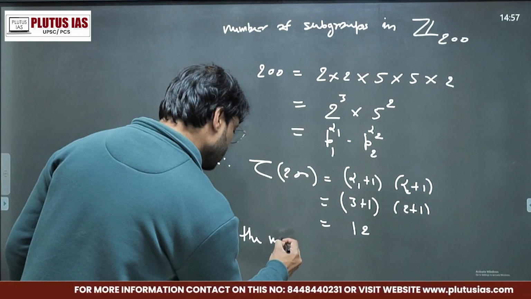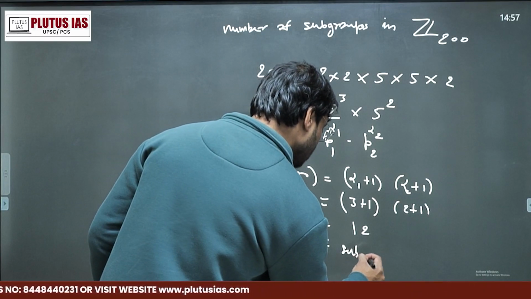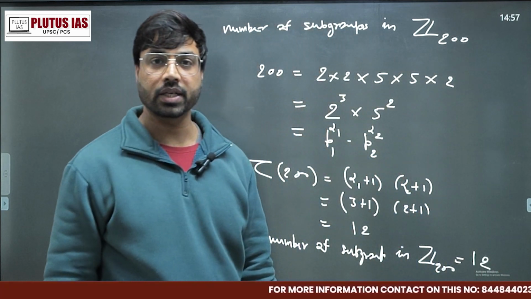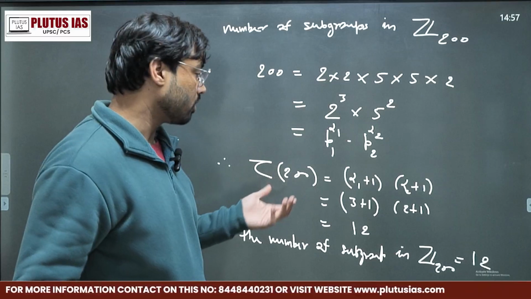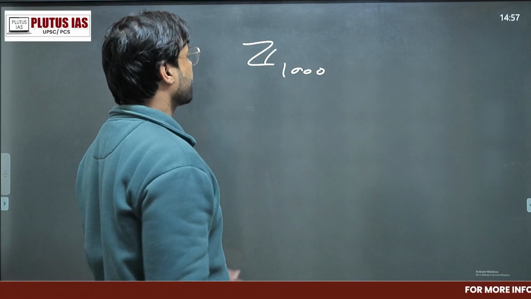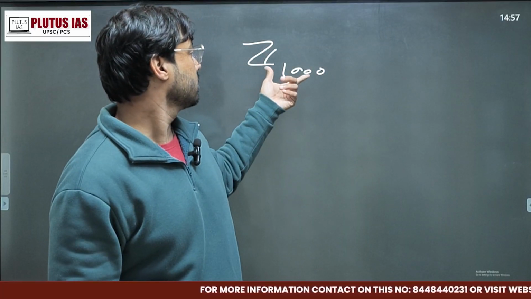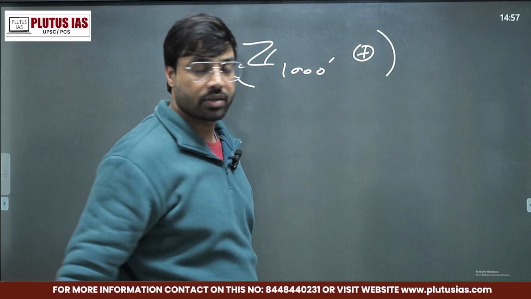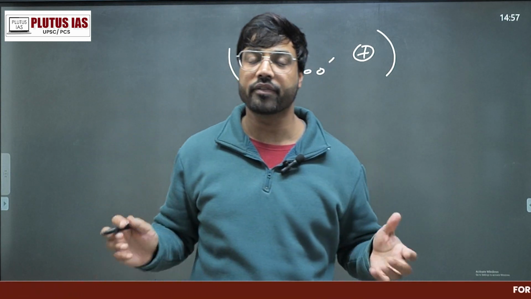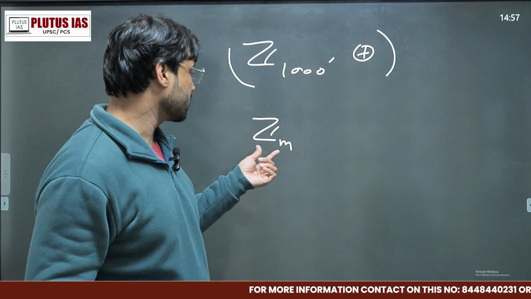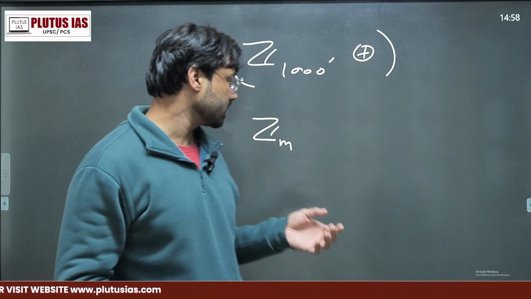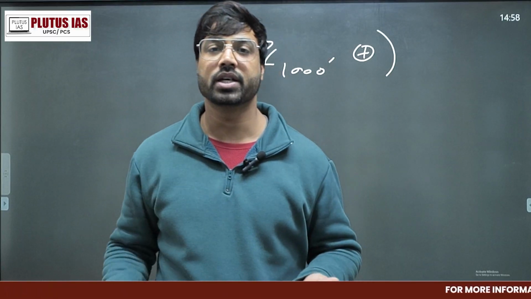Therefore the number of subgroups in Z200 is 12. So by using the divisor function, we can easily calculate the number of subgroups for whatever value is given, suppose Z1000. So we conclude that the number of subgroups in ZM equals the number of positive divisors of M, and we calculate that using the divisor function. That equals the number of subgroups of residue classes modulo M with the operation addition.